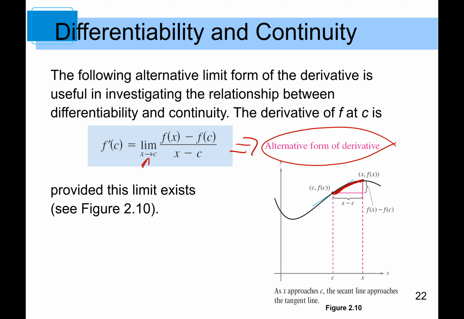As you can see from the graph, this is the slope of the secant line. In this case, this is delta y and this is delta x. Delta y equals f of x minus f of c, and delta x is just x minus c. That's why we have that. So basically it's pretty similar to the other definition, but with a different notation.